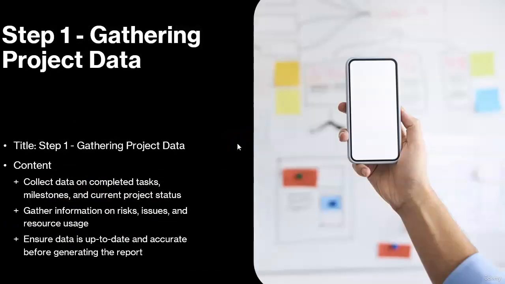The first step in automating your progress reports is gathering accurate and up-to-date project data. This includes information on completed tasks, milestones, current project status, risks, issues, and resource use. It's important to ensure that the data you collect is accurate, as this will directly impact the quality of the report generated by ChatGPT.